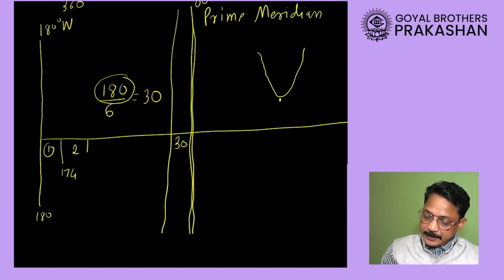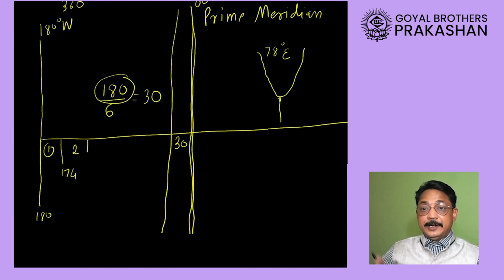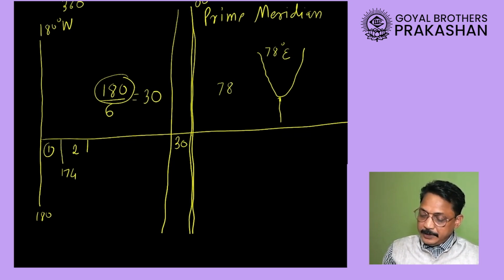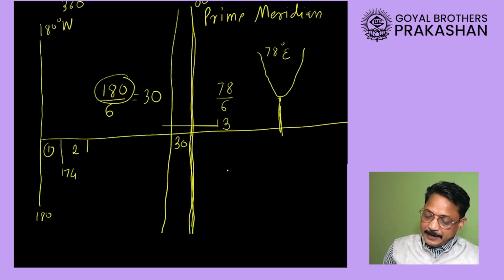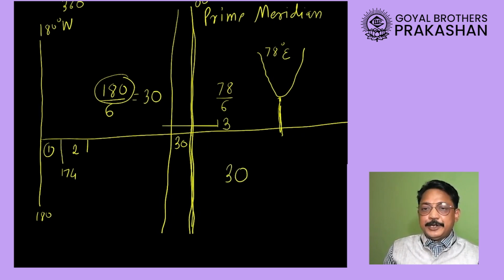Now our India. If I take a longitude here, its number is 78 degrees east. I repeat, 78 degrees east. Now I have to go from 0 to here, 78 degrees. This is also to be divided in groups of 6. So if I divide by 6, I get 30. That means till the prime meridian, I got a group of 30 longitudes.